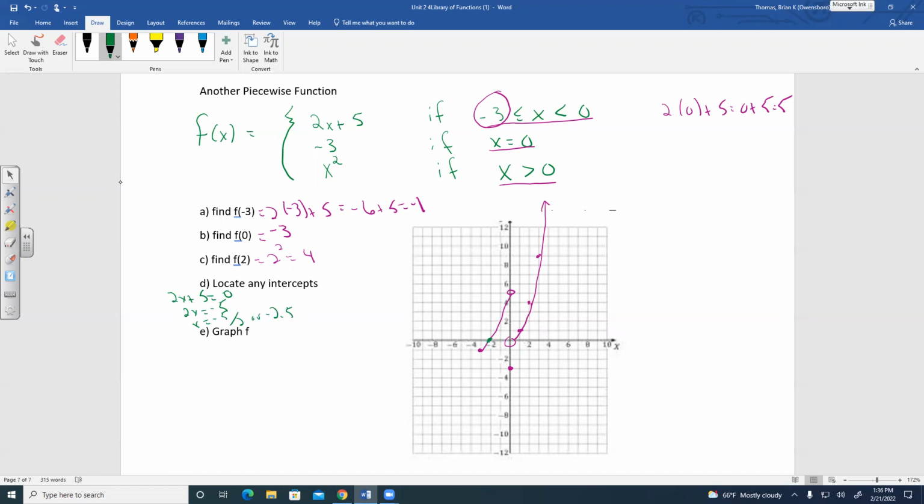Not bad. The y-intercept we see clearly is -3, so I really don't have to solve that one. It's just that -3 there. So that would be my intercepts there. So we got our graph and the intercepts there.